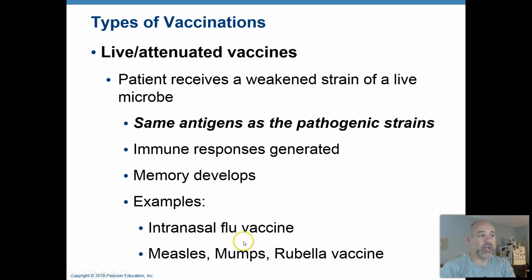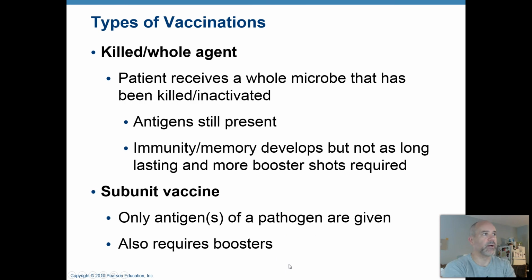And some examples, the intranasal flu vaccines that are given at times. The measles, mumps, rubella. Rubella is German measles, that vaccine that's given to all kids. That's another example of one of these types of vaccines as well. And they are safe. They've been very thoroughly tested.